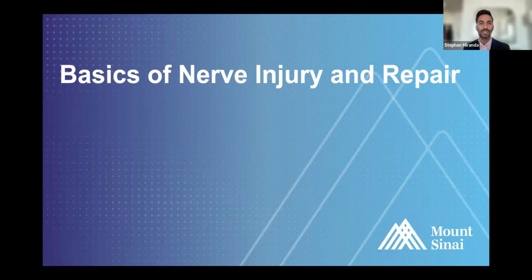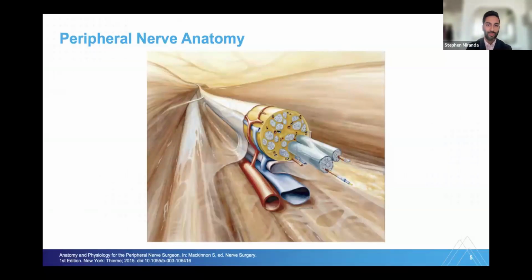So, starting with the basics of nerve injury and repair. Peripheral nerves, what are they? I know we've got a broad array of people in the audience, but we think of the nervous system as the central nervous system, our brain and spinal cord, and then the peripheral nervous system, as those signals travel out into the extremities and everywhere else in the body.